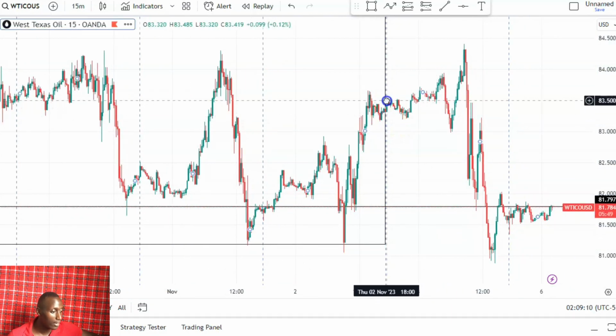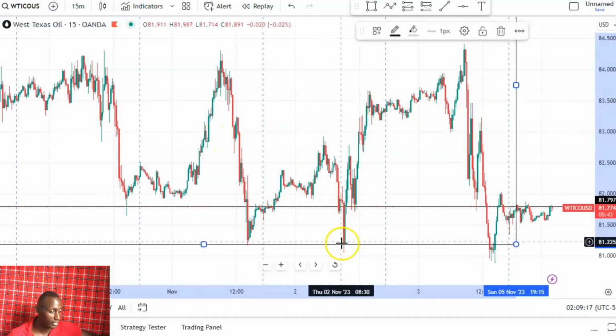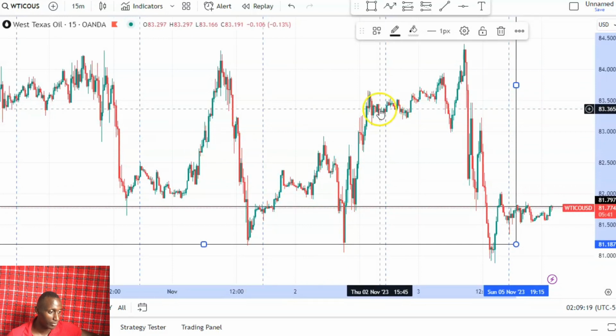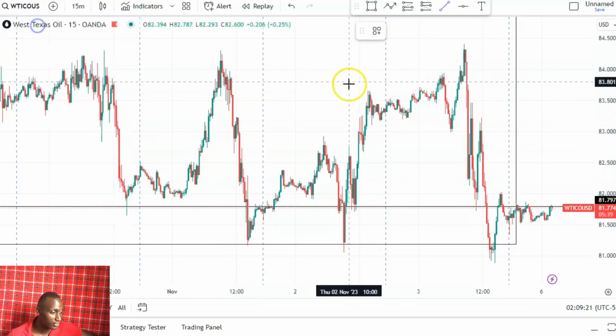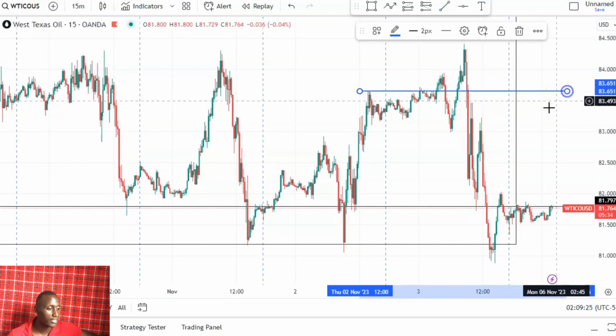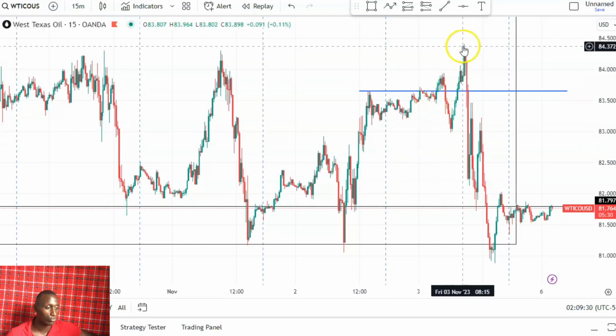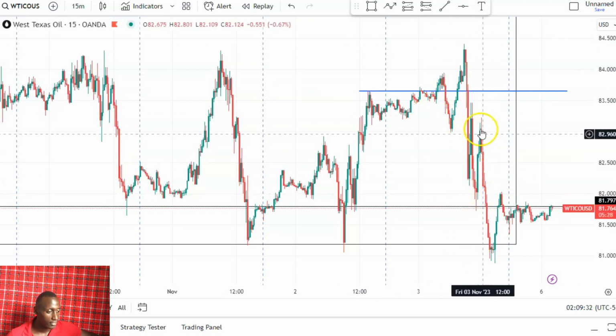We have at least 3 failed breakouts. We have this one on Wednesday, then on Thursday it was just a pin, but price closes back inside, and then an interesting thing happened. We break out of the previous day's high. So on Friday, price breaks out and closes.